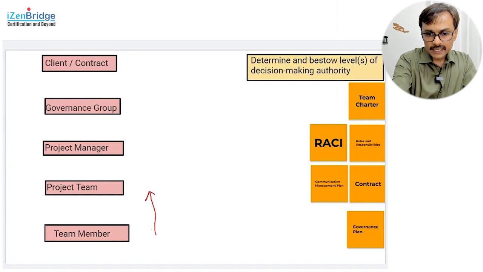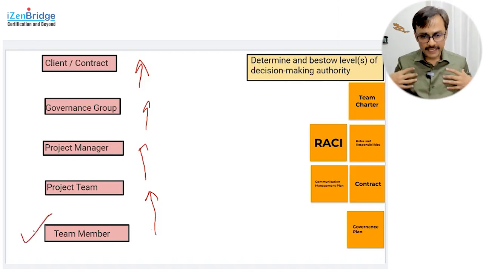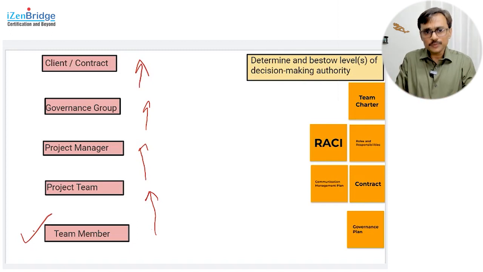But we need to understand that there are decisions which may need to be made at a different level. There are decisions which are made by a team member. So if I am working on a particular area, if I want to change a little bit of style, I should be able to make some decisions without even talking to anyone. I should be empowered as an individual.